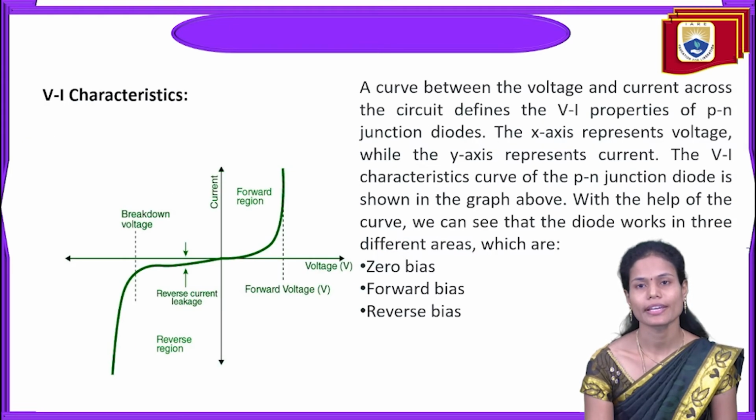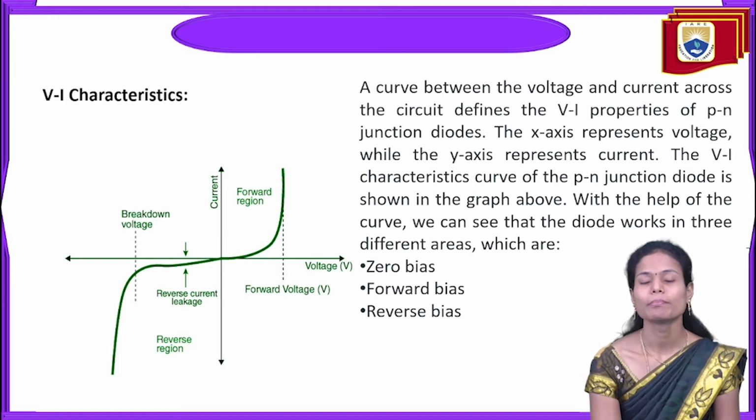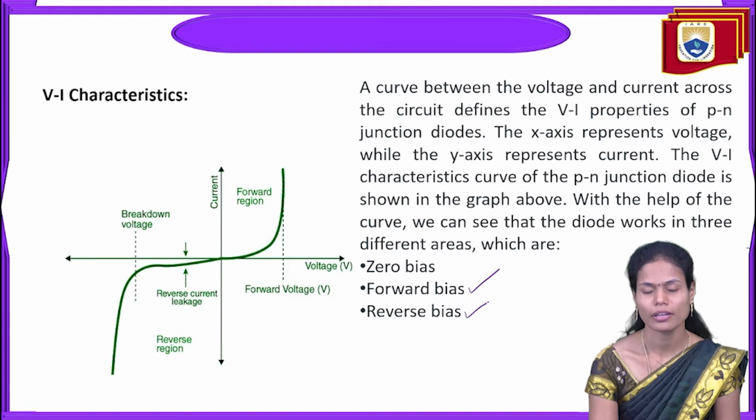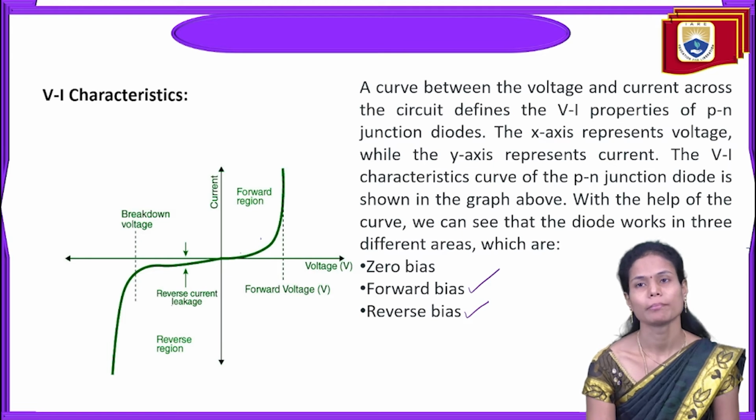Next, if you see the VI characteristics combined for the forward bias as well as the reverse bias, the PN junction diode operates in three biasing regions: the zero bias condition, the forward bias condition, and the reverse bias condition. In the zero bias condition, the depletion region is formed and there is no movement of charge carriers, so no current flows in the device. Only in forward bias do we get a huge amount of current. In the reverse bias case, we get only a small amount of reverse current. So I have taken the forward and reverse characteristics together here. This is the VI characteristics of the PN junction diode.